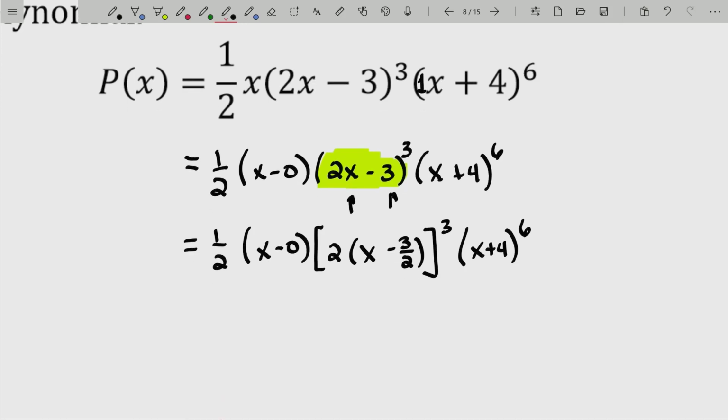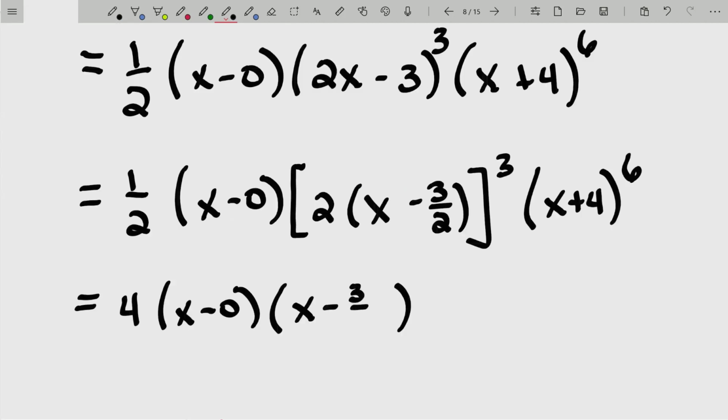Now we have a law of exponents we can use here. This will be 2 to the third power, or 8. So I'll take that 8 and move it out in front. 1/2 of 8 will be 4. So we have 4 times x minus 0, and we have an x minus 3/2, raised to the 3rd power. Then we have this x plus 4 raised to the 6th.